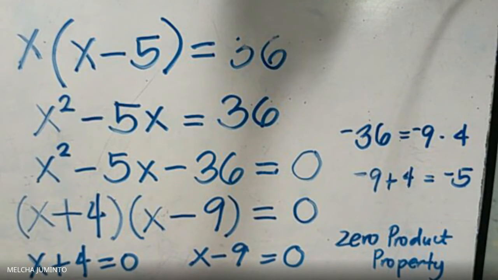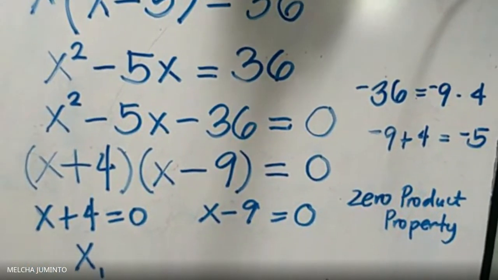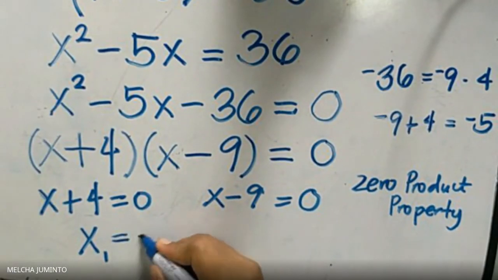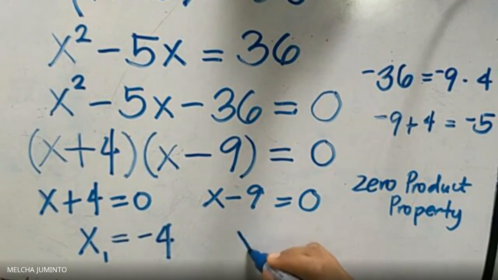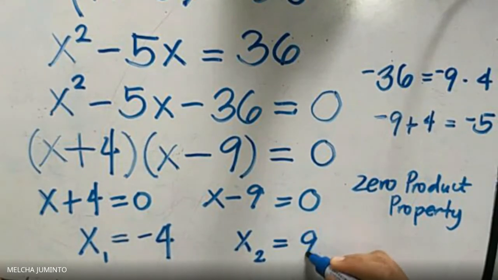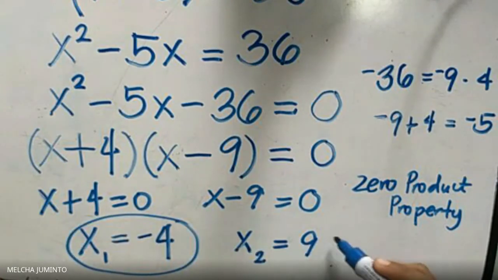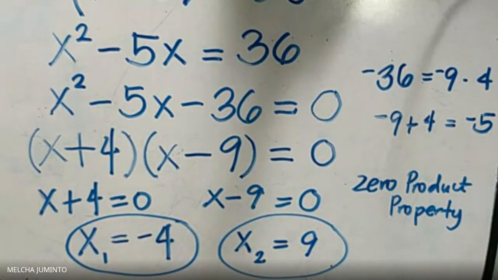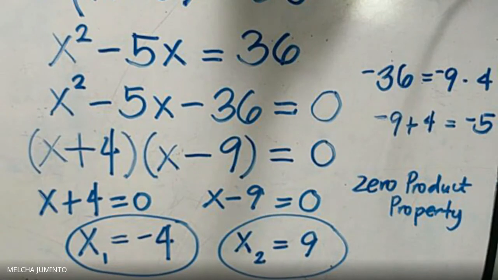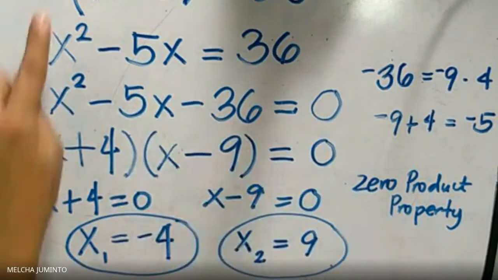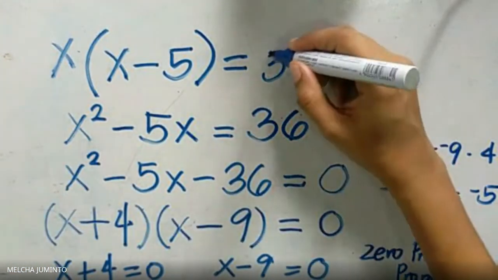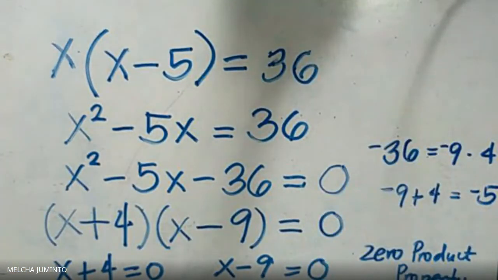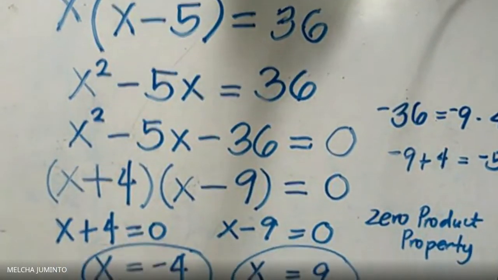The first value of x, which can be named as x sub 1, is equivalent to negative 4, because we will transfer 4 from left to right, while the second value of x is positive 9. Therefore, we have negative 4 and positive 9 as the roots or the solutions for this equation. x times the quantity x minus 5 is equal to 36. At first, it is not quadratic, but we transform it to quadratic form in order to get the two answers.